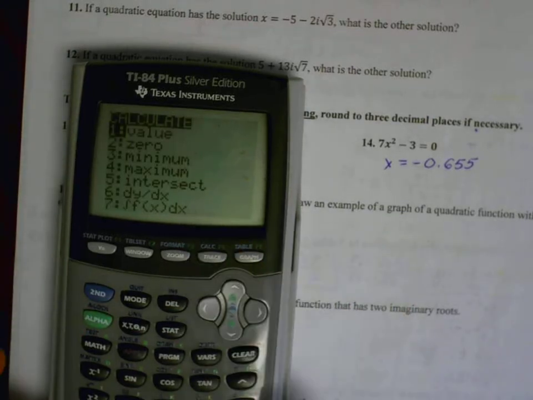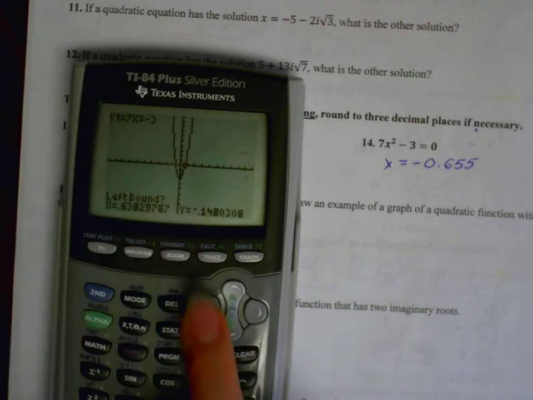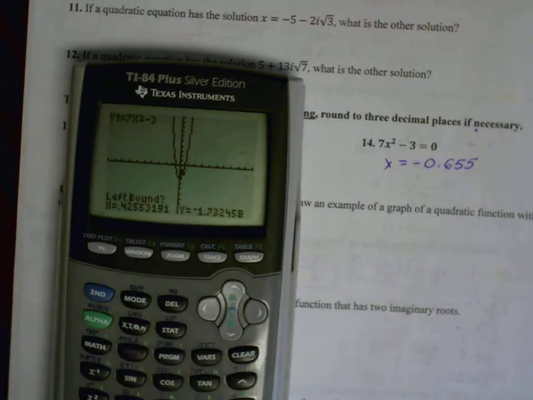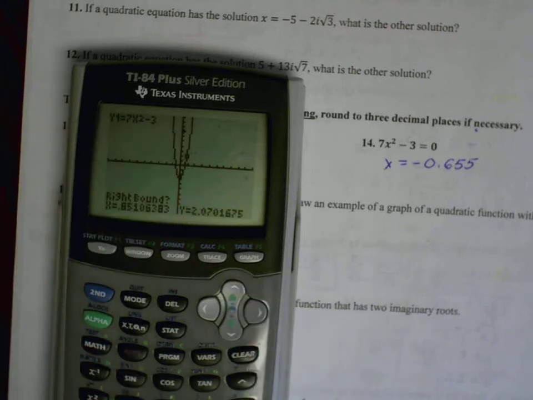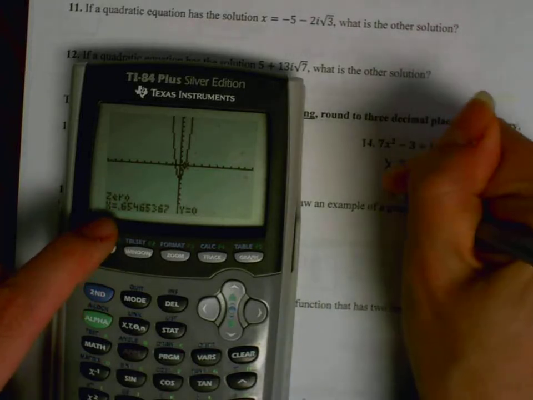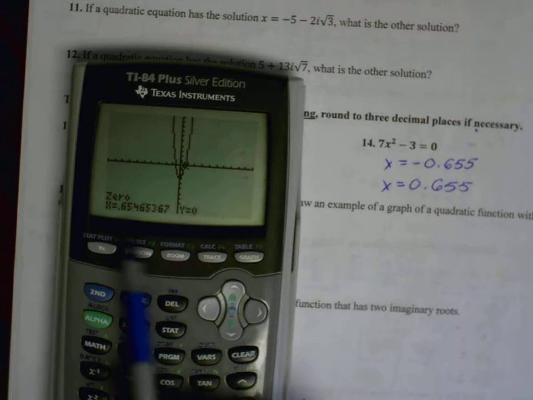Second calc number 2 for the second one. I'm going to put it on the x-axis, push my left toggle for left bound and push enter. I'm going to get back on the axis, push my right toggle and enter. I don't want the guess. So here it is, 0.655, again rounding to 3 decimal places.